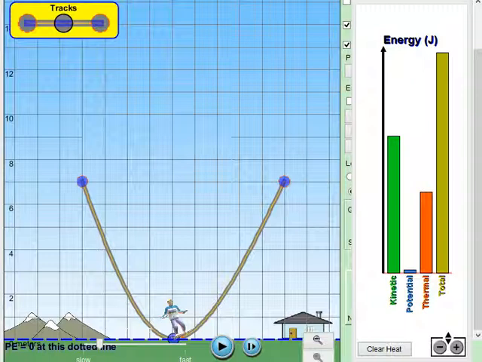This is extremely important. This potential energy at A has gone into increasing the kinetic energy in B and also in creating thermal energy. So now it's the sum of all the three bars, the green bar and the blue bar and the orange bar, that happens to be the total energy.